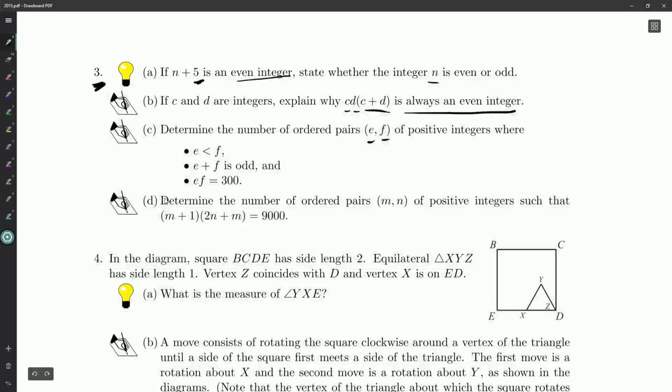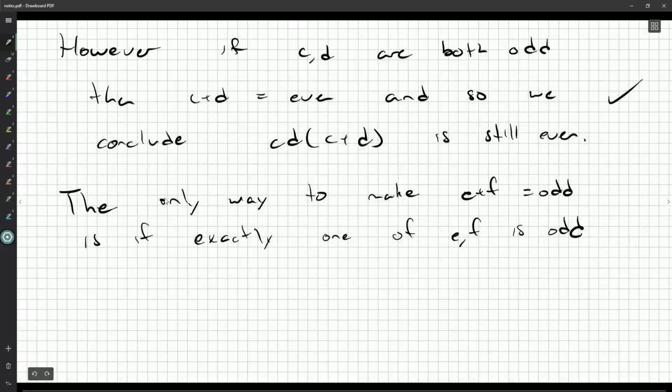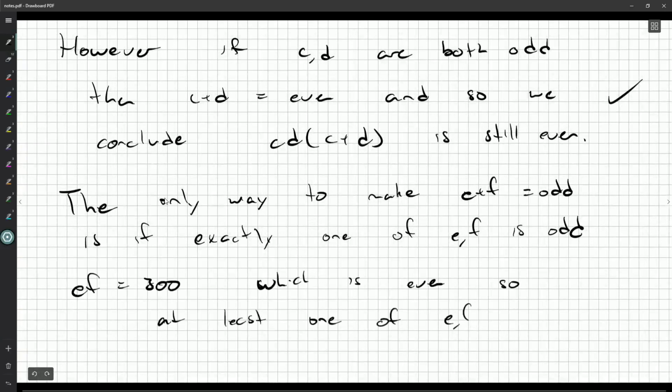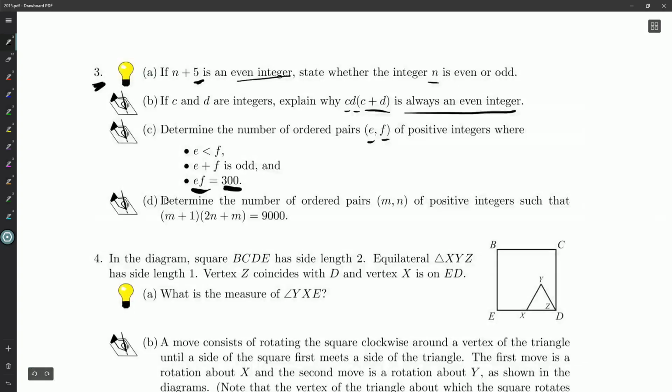And so we'll need e is less than f. I don't know which one's going to be odd. We also have e times f is 300. Well, 300's even. So we actually don't need to worry about this exactly 1. e times f is 300, which is even. So at least one of e or f is also even. And we're not specifying which one is even or odd. So one of e and f needs to be even, the other one needs to be odd.